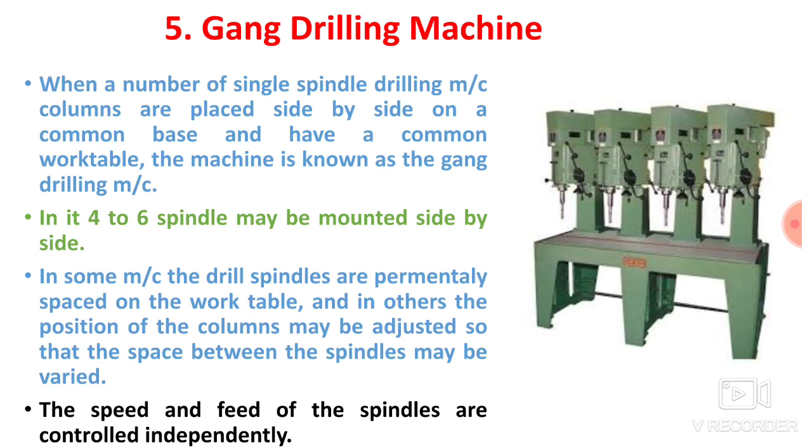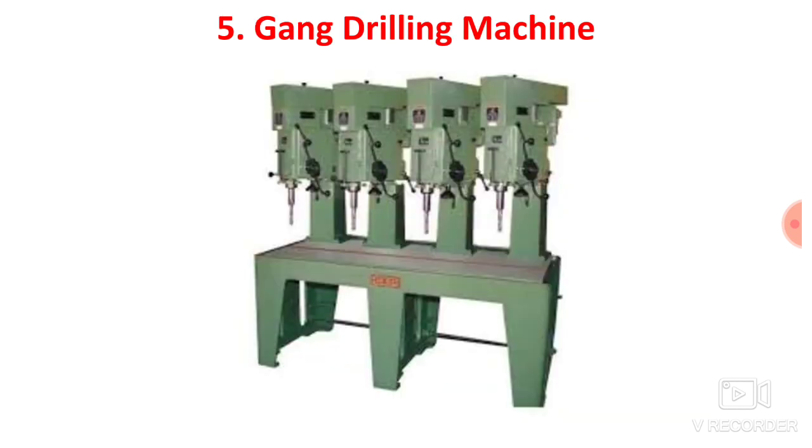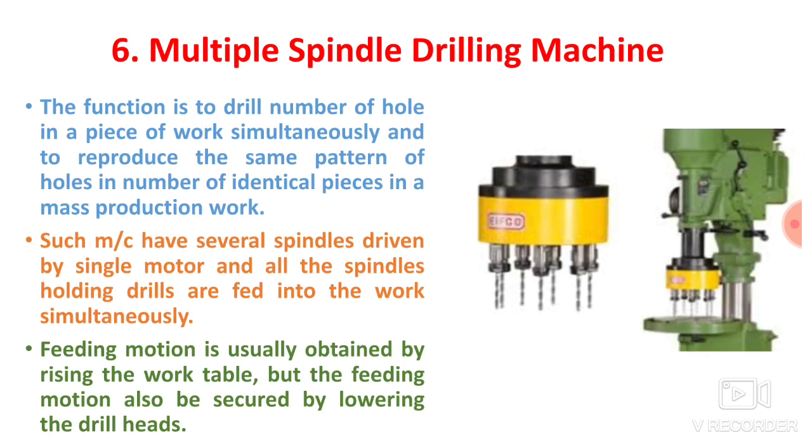The next type, that is gang drilling machine. So multiple spindles are arranged side by side, and hence it is known as gang drilling machine, and you can rotate individual spindle at different velocities. Next one is multiple spindle drilling machine, where a number of drill bits are attached to a common spindle. So all the drill bits will rotate at a common speed.